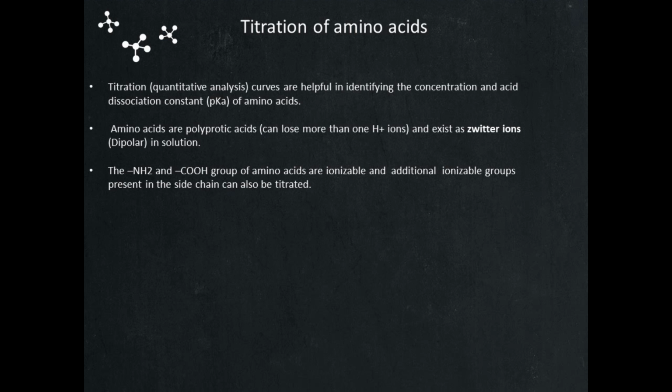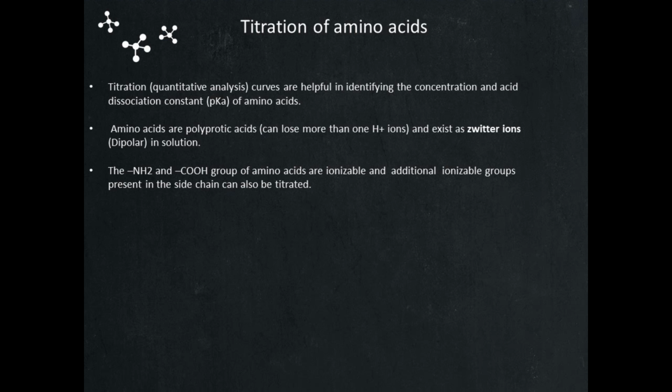Now, amino acids are polyprotic acids, which means they can lose more than one proton, or H plus ion, and they exist as zwitterions or dipolar ions in solution. That is, in a solution, an amino acid has both a positive as well as a negative charge. The amino and carboxyl groups of amino acids are ionizable, which means they can produce ions, and additional ionizable groups are also present in the side chain of the amino acid, and these can also be titrated.